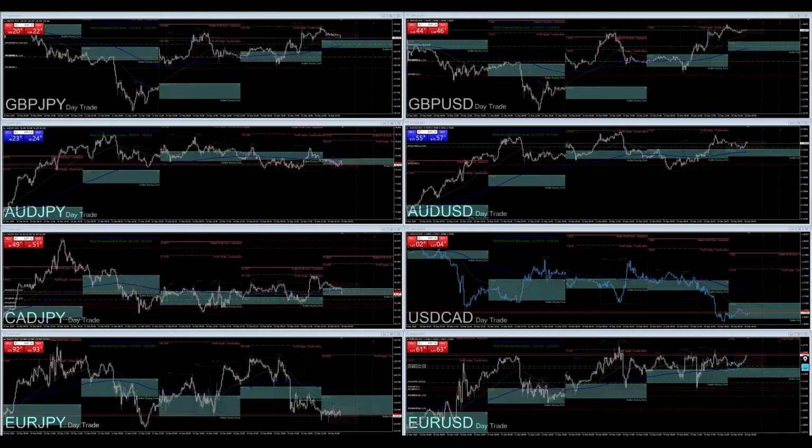All right, a little late night update. I just had a CAD yen trigger. It's 8578.